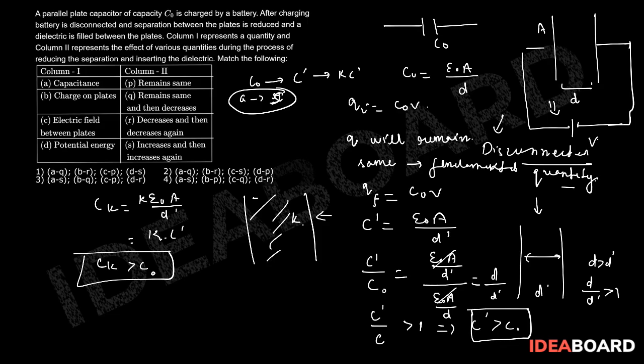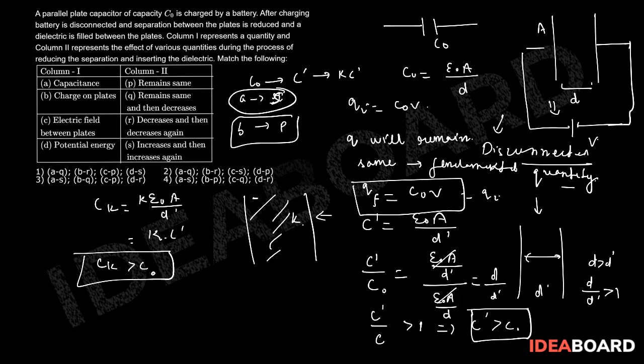Talking about charges on the plate, I already said that charges on the plate are going to be the same, a fundamental quantity. So Q final will also be C0 into V, that means as was the initial one, right? So basically charges are going to be the same, so we can say B will match with P only, correct?